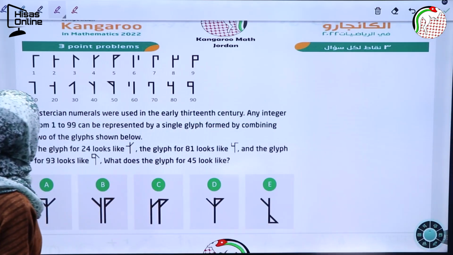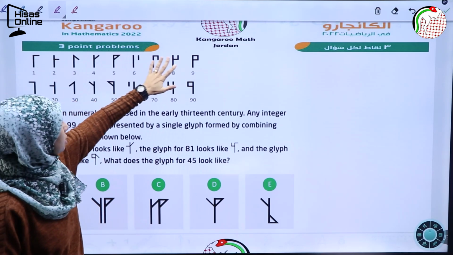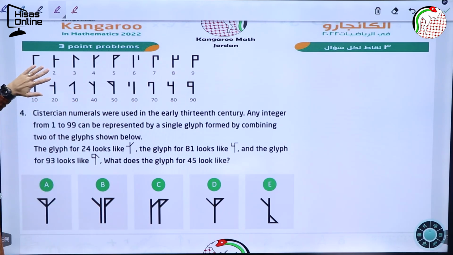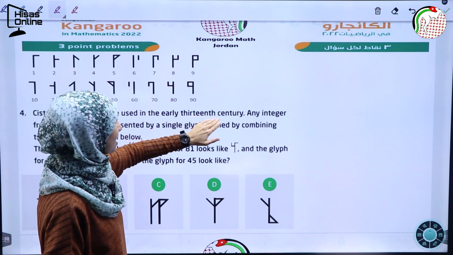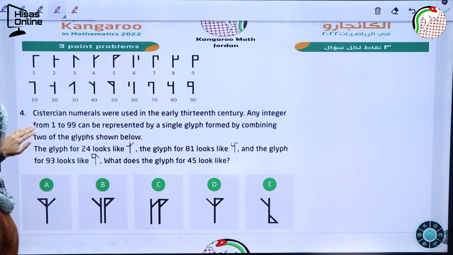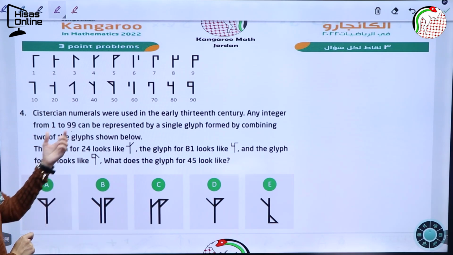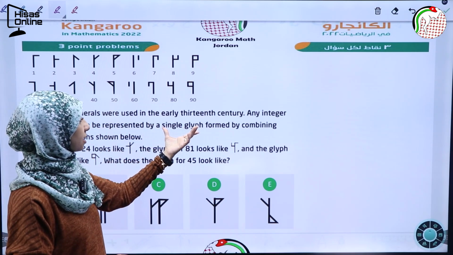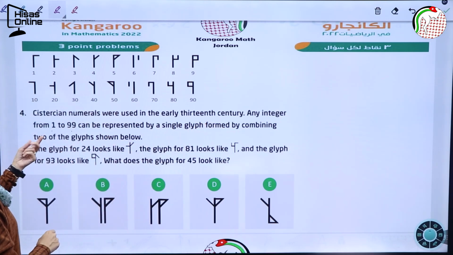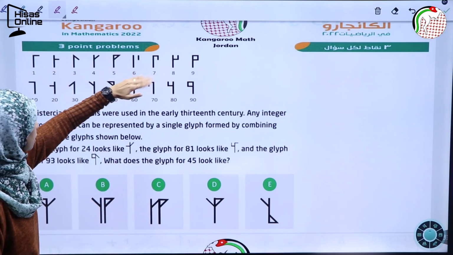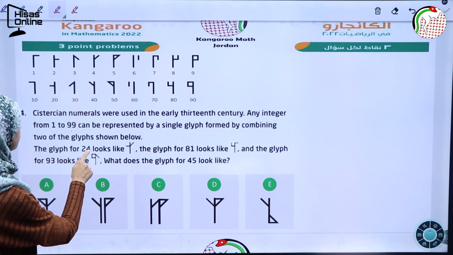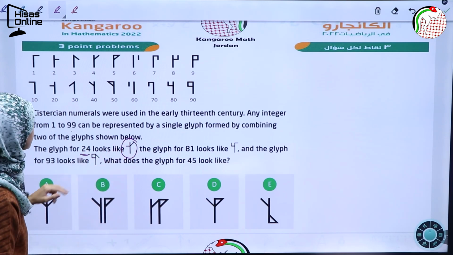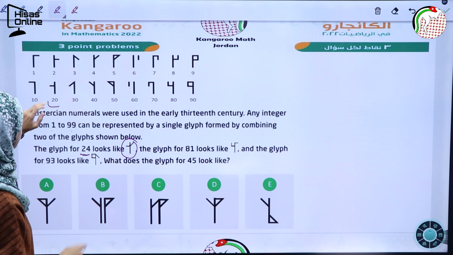Question 4. Here we can see some symbols and we need to know what the meaning of those is. Cistercian numerals were used in the early 13th century. Any integer from 1 till 99 can be represented by a single glyph formed by combining 2 of the glyphs here. So those are glyphs. Now, the glyph for 24 looks like this. Let's see 24. So this is 20 and this is 4.